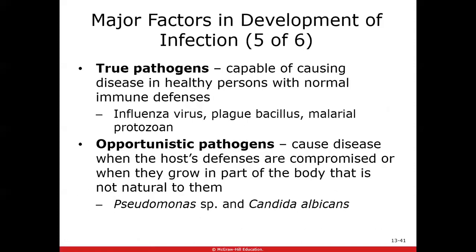Then you have what we call true pathogens. True pathogens are capable of causing disease in healthy persons with normal defenses. So influenza viruses, the plague bacillus, the malaria protozoan: you get exposed to them, and they are capable of causing disease even in healthy persons. And then you have opportunistic pathogens. These are pathogens that normally would not cause disease, but they cause it if the host defenses are compromised or they grow in a part of the body that is not natural to them. Examples are Pseudomonas and Candida albicans.